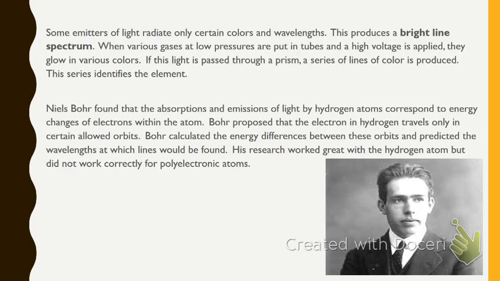Niels Bohr found that these absorptions and emissions by hydrogen correspond to certain energy changes of the electrons. He proposed that the electron in hydrogen travels only in certain allowed orbits, and he calculated the energy differences between the orbits and predicted the wavelengths. Worked great, but only for hydrogen. So it doesn't work for what we call polyelectronic atoms, which are basically atoms that have more than one electron, which is everything else but hydrogen.